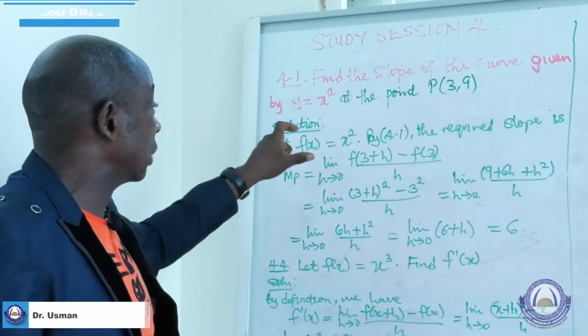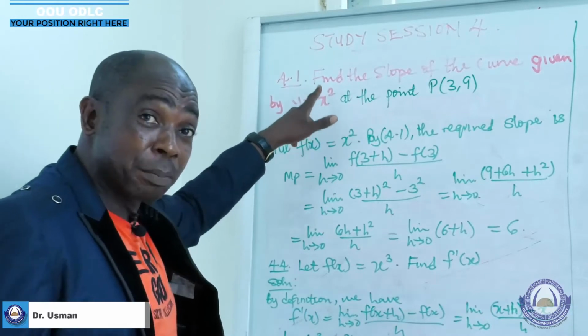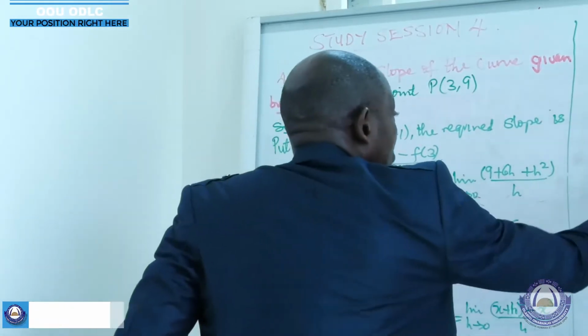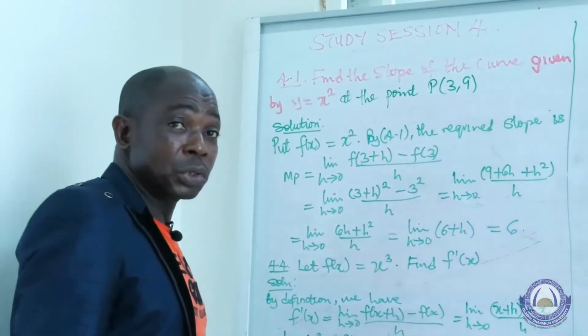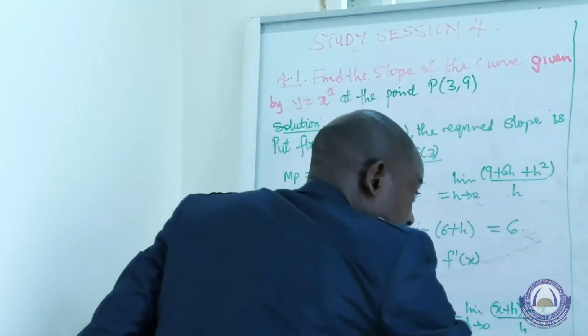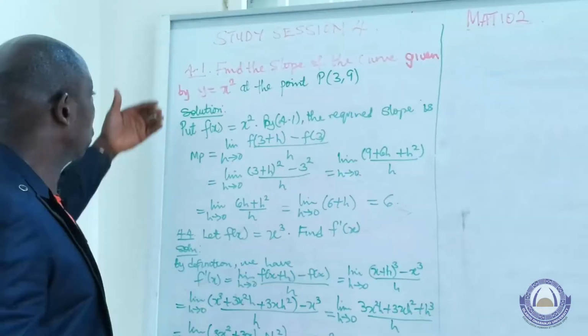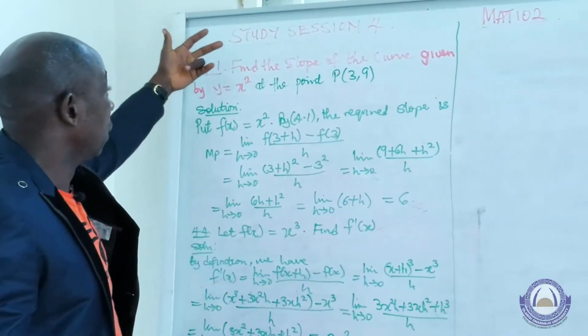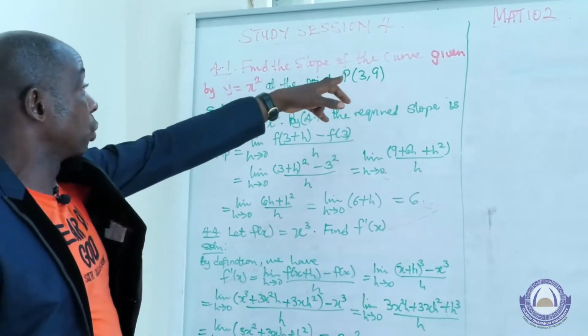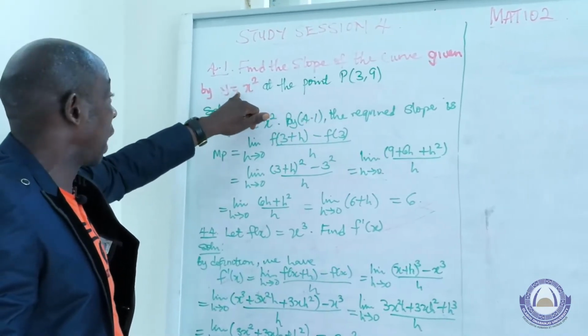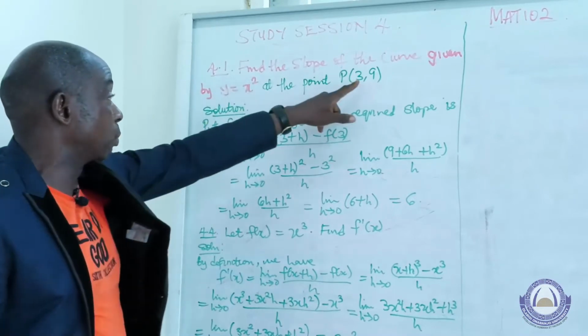I told you that when you have this type of curve, there is a plus sign in front of this, y equals x raised to the power 2. So the nature of this curve is going to be a curve shape when you try to draw it. So the example: we have to find the slope of the curve given by this expression y equals x to the power 2 at this point.